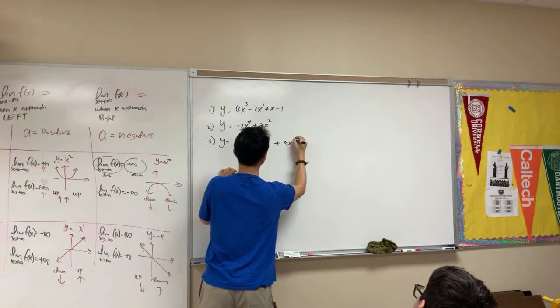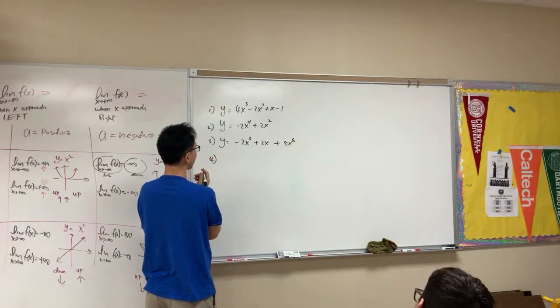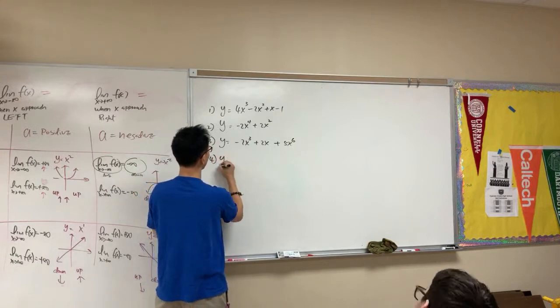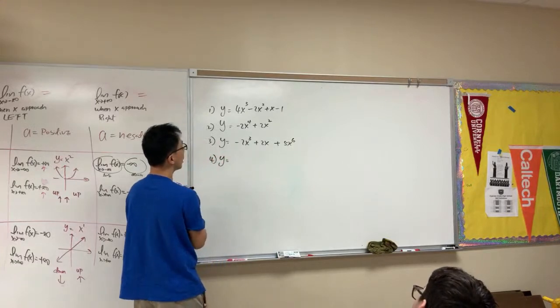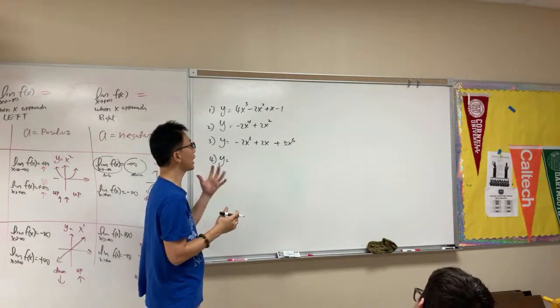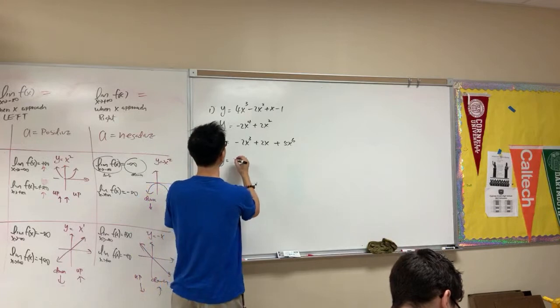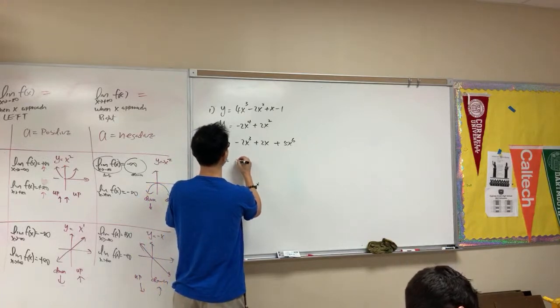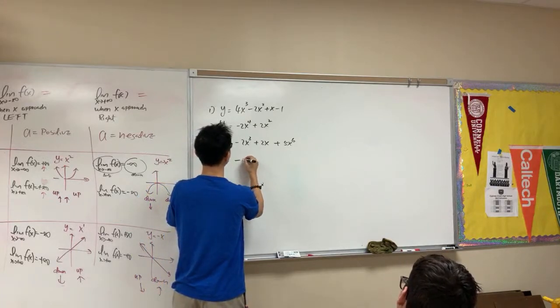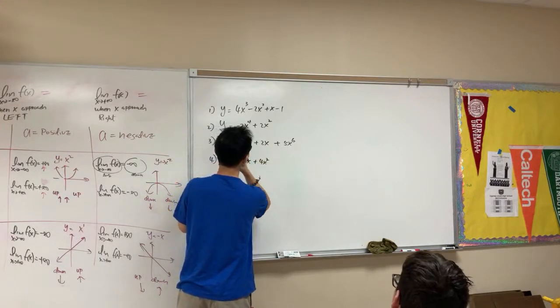Six. Whoa, that's crazy. That would totally get me. So make sure you write the descending order first, so that way you don't mess up on this. So y equal to negative 2x plus 4x squared.